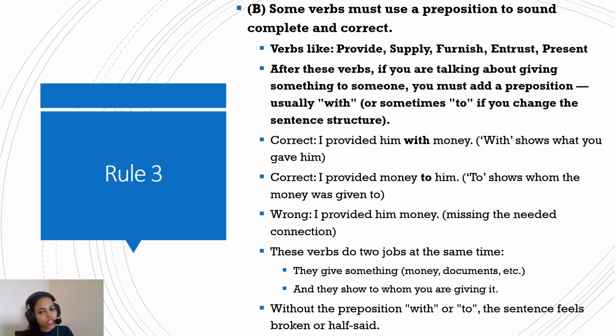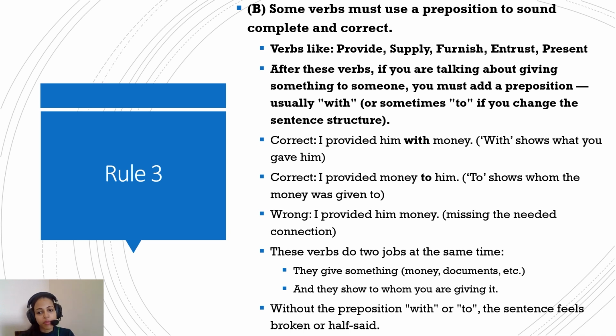So after these verbs, if you're talking about giving something to someone, you must add a preposition. And usually the preposition to be added is with, or sometimes to also, depending on the word. Okay. So, for example, I provided him with money. So, with shows what you gave him. The words provide, supply, furnish, interest, or present. These are some of the verbs. They are incomplete without a preposition. So, they have to be followed by a preposition always to establish the connection.